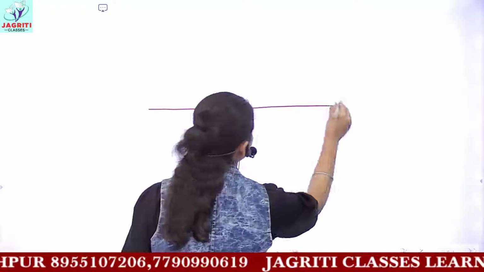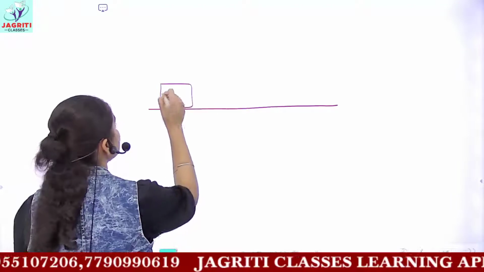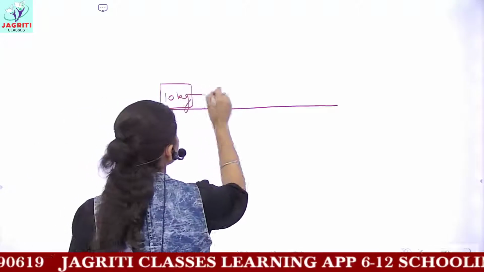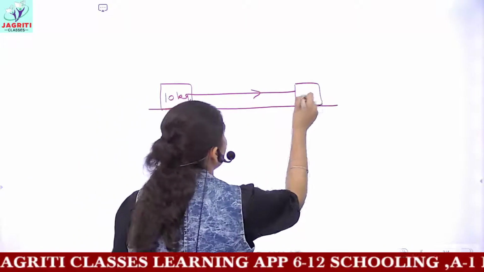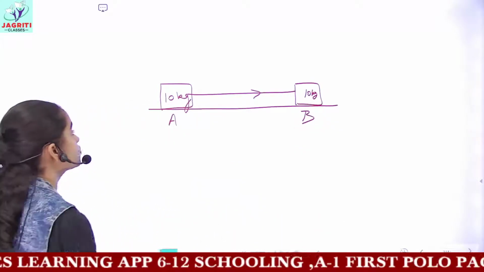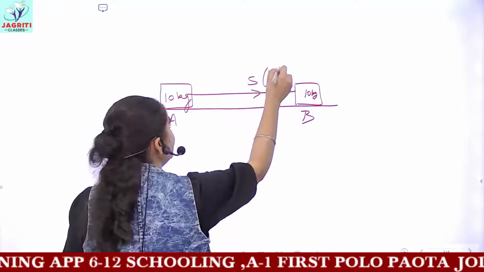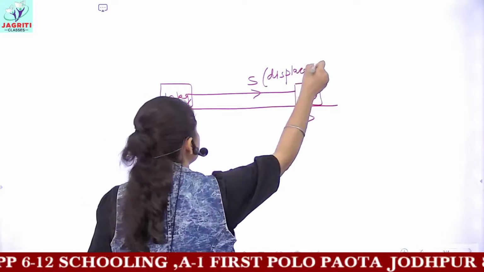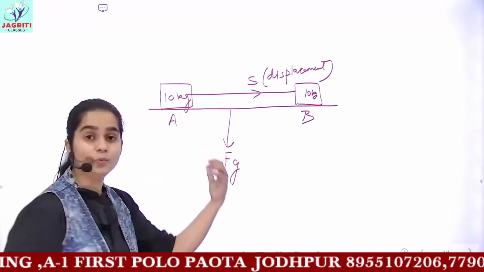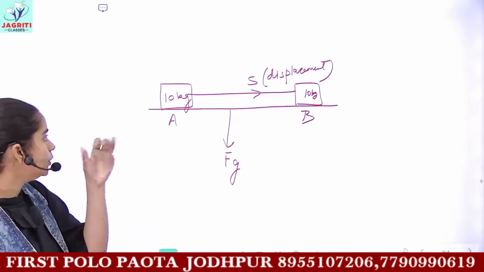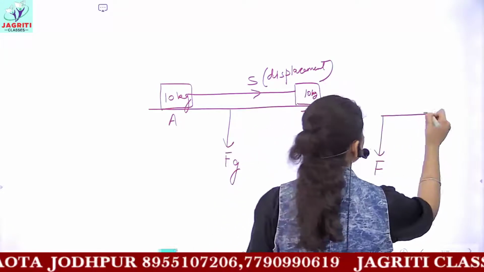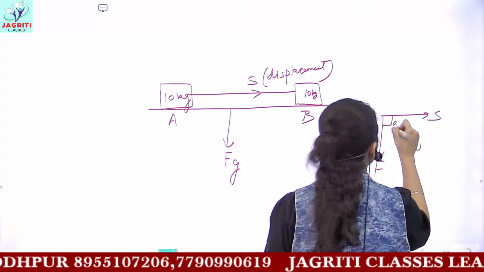You have a horizontal table here. On this you have an object which is 10 kg in mass. It is kept at position A. Now this is moving straight in a horizontal line, and now it comes to position B. This is the direction of displacement. S here shows the displacement, and gravity is attracting the object downwards. I have told you here also you can say that the angle between the gravitational force and the displacement is 90 degrees. So the work would be what?